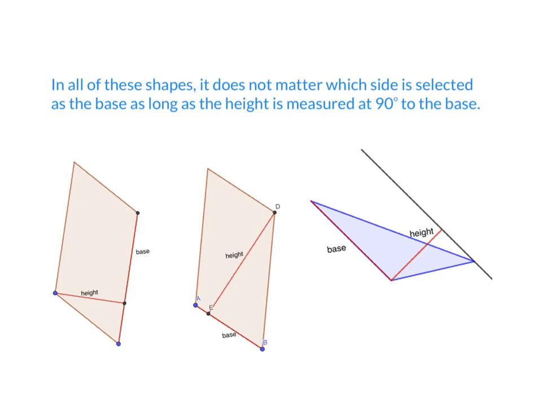In all of these shapes, it doesn't matter which side you select as the base, as long as you measure the height at 90 degrees to the base. So the base and the height are always perpendicular. If I choose this to be the base, I have to measure the height perpendicular to that side. If I choose this to be the base, I need to measure the height at a 90-degree angle up here. If I choose this side to be the base, I'm going to measure a perpendicular line which is going to have to cross a parallel line to the base at the level of the height. So as long as your base and your height are perpendicular to each other, you should have the right measurements.